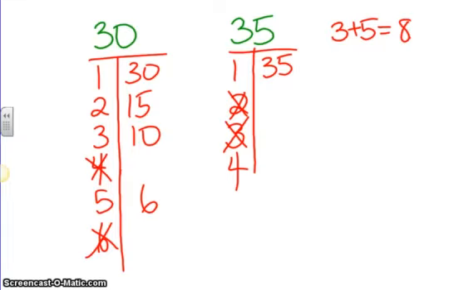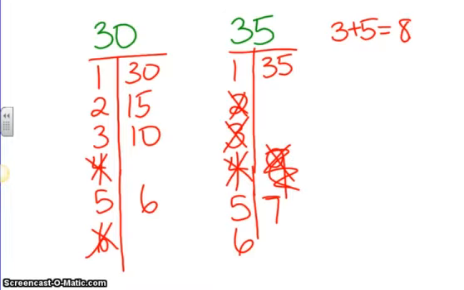Then I think about 4. Well, I know 7 times 4 is 28. 8 times 4 is 32. And 9 times 4 is 36. So no, we can't use 4. Then I have 5. And I know that 7 times 5 is 35. I know 6 doesn't go into 35. And 7 repeats. So when it repeats, we stop.